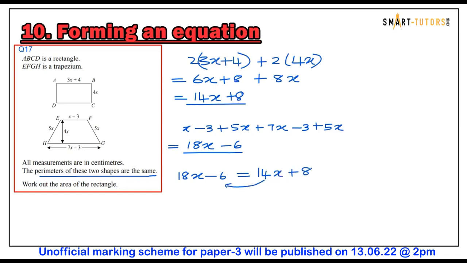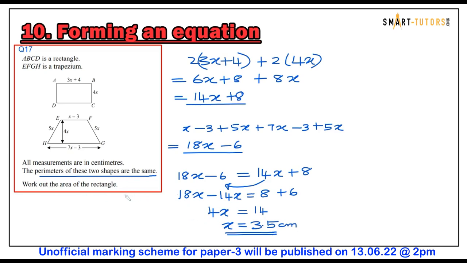So 14x comes this side, so 18x minus 14x equals 8 plus 6. 18x take away 14x is 4x equals 14, and now x equals 3.5, right? x equals 3.5 is the correct answer. The answer should be in centimeters, so x equals 3.5 centimeters.